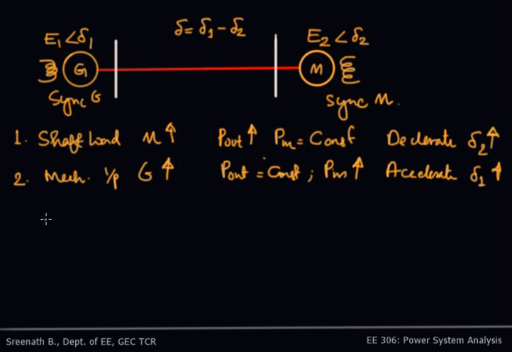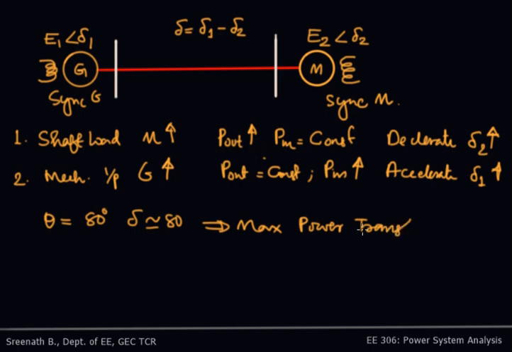Now, as we have said, theta remains fixed for a transmission line because you have some ratio of reactance to resistance. So assume that your theta is 80 degrees. Now with different load conditions available, your delta can be matched to 80, which results in maximum power transfer. Your delta can be matched in any one of these conditions so that maximum power can be transferred if your load is a synchronous motor.